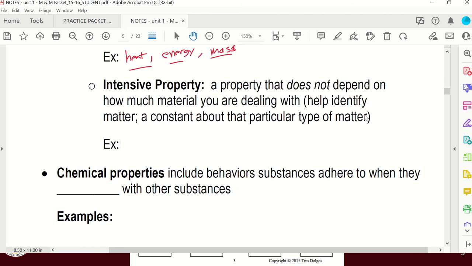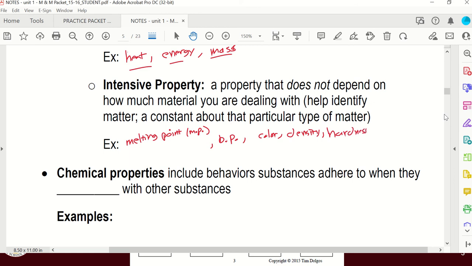Intensive properties are things that make up the identity of the matter, and they never change. For example, melting point. Melting point doesn't change whether you have an ounce of something or a pound of something. Another one is boiling point. Another one is color. Its color doesn't matter if it's a small amount or a large amount. Its density. Its hardness never changes whether it's a small amount or a large amount.